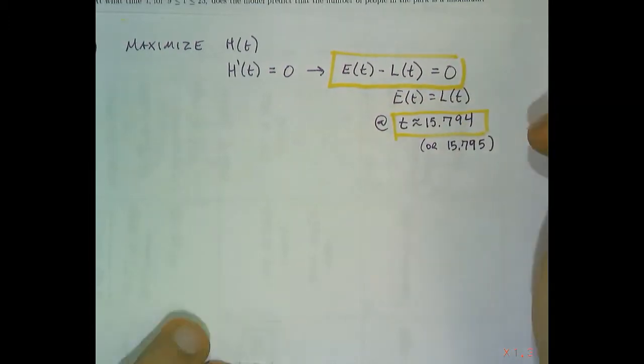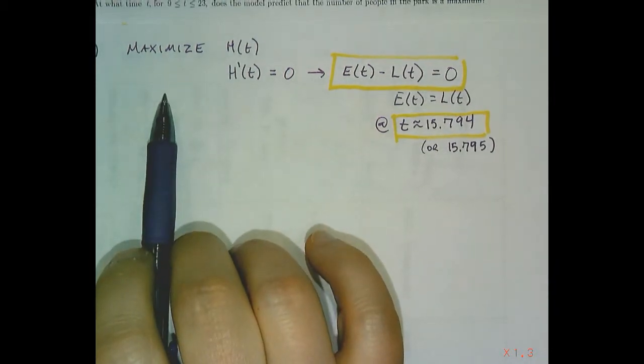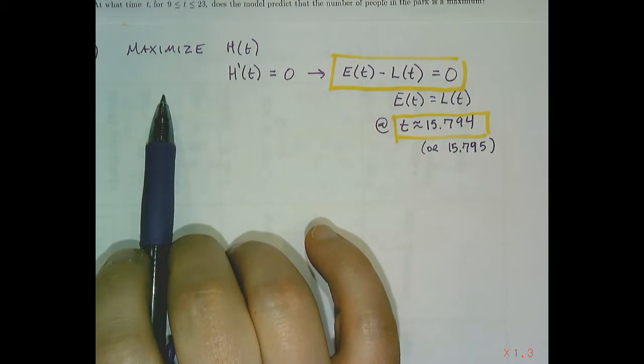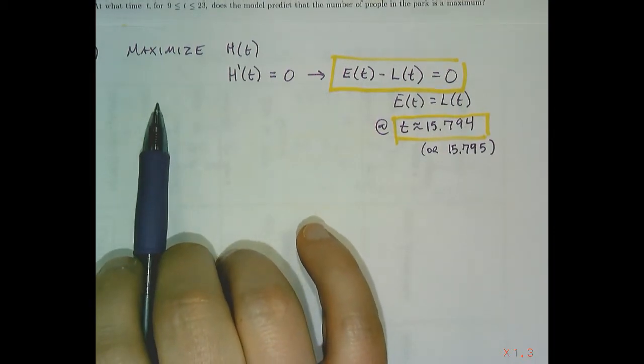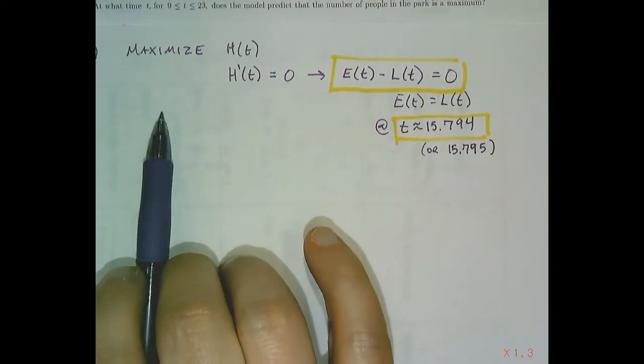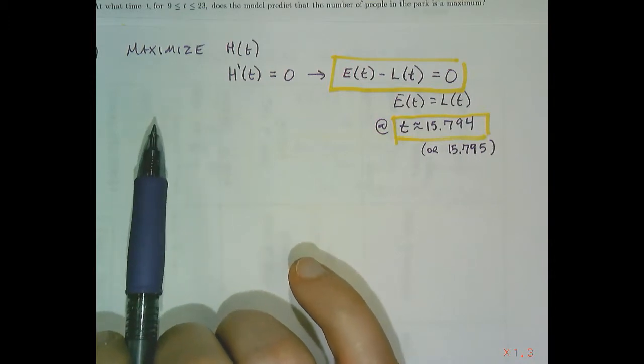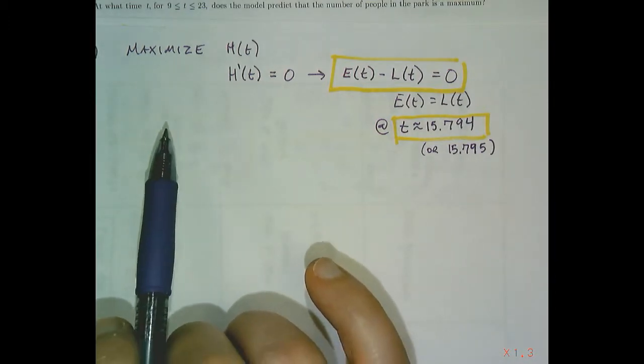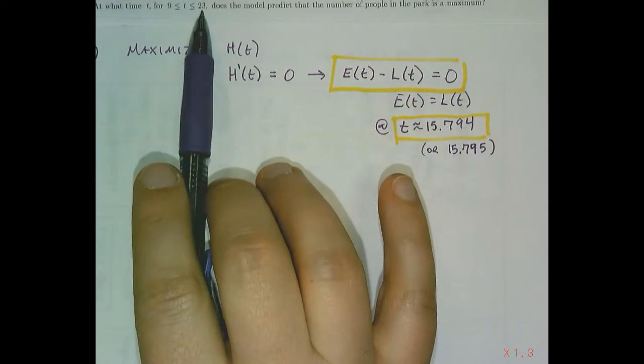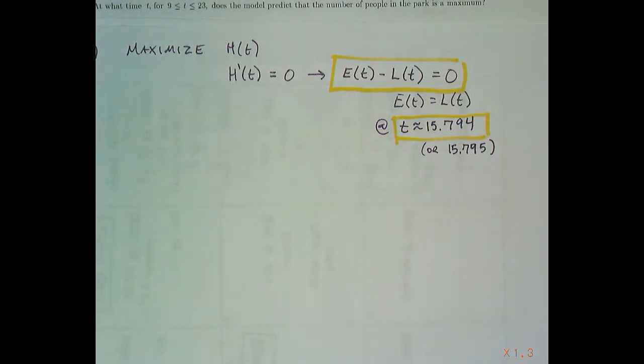Now technically I should run the candidates test on this because we're looking for an absolute maximum. But logic tells me there's no people in the park when it opens at 9, so that is going to be smaller. It'll be 0, the number of people in the park, as well as when the park closes at time 23, the number of people in the park will also be 0 or close to 0. So there we go. That's the maximum.